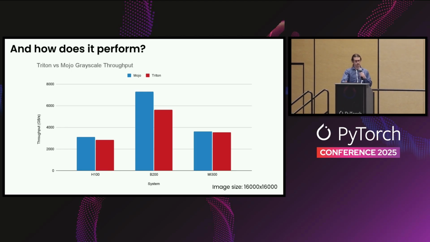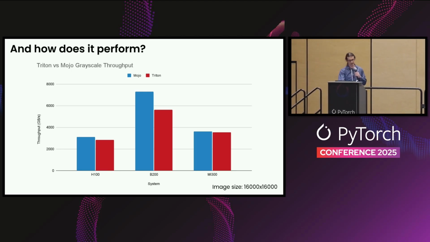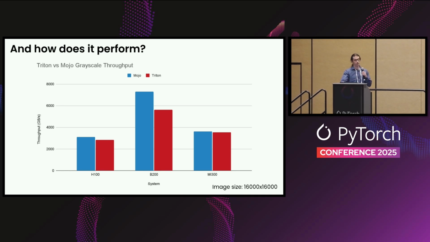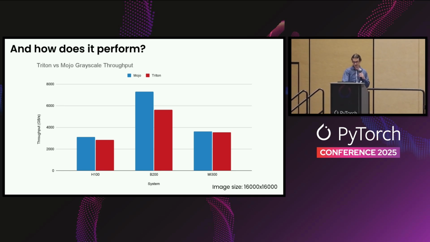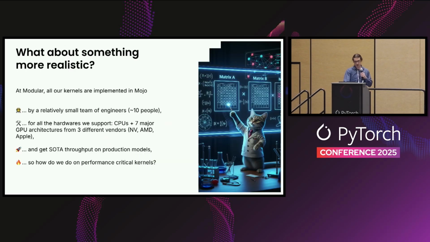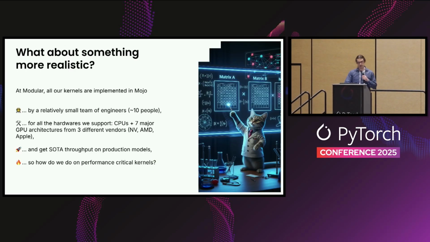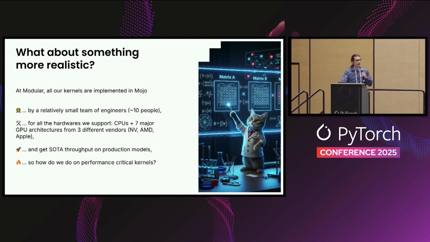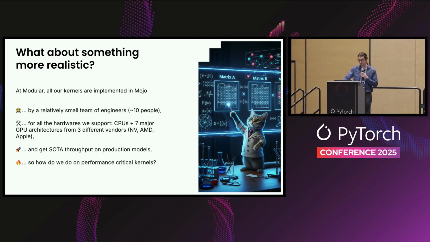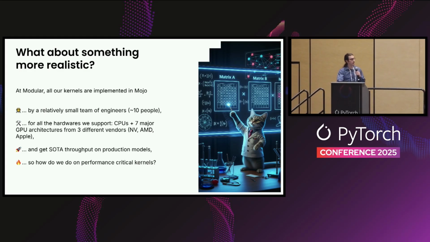But obviously, this is a very simple kernel. It's not representative of the very complex kernels that are what you're usually implementing when you reach out to implement a custom op using some tool. So can we say anything about more realistic sized kernels? To that, I want to preface by saying, at Modular, we do in fact implement all of our kernels in Mojo. We have quite a few of them at this point.